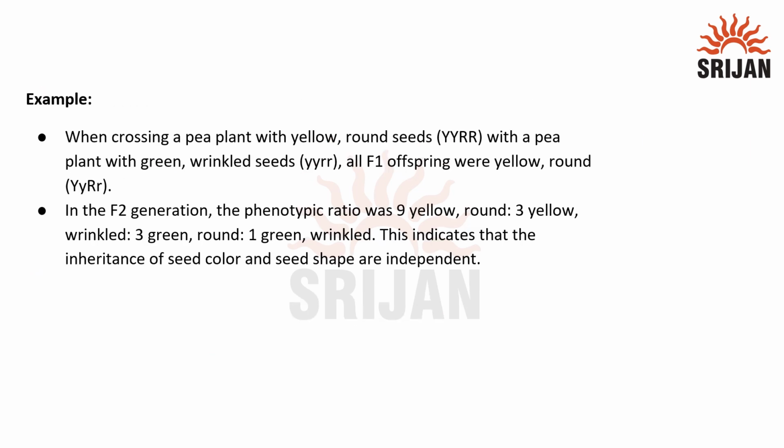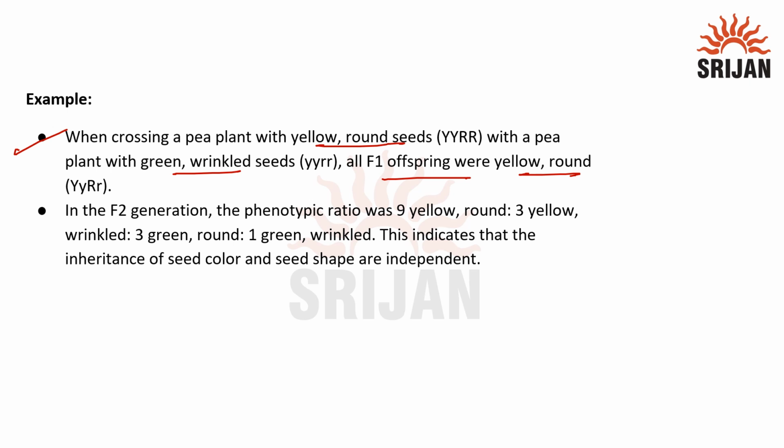So here's an example. When crossing a pea plant with yellow round seed with a pea plant with green wrinkled seed, in the case of F1 offspring, all the offspring that were obtained were yellow and round. Why yellow and round? Because yellow and round characters are going to be the dominant ones.